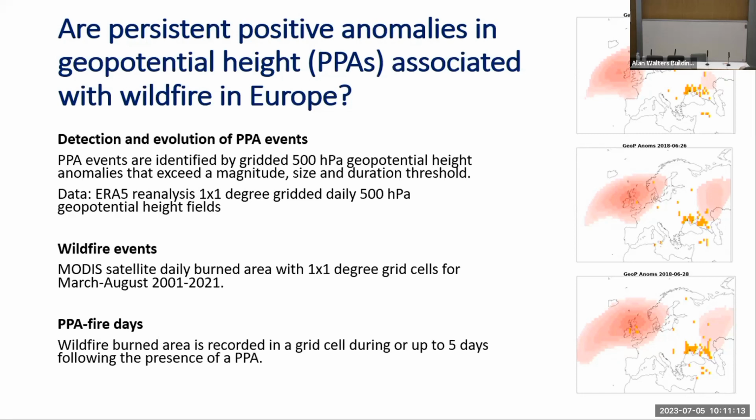And then we went on to classify PPA fire days. So PPA fire days are days in which wildfire burned area was recorded in a grid cell, either during or up to 5 days following the presence of a PPA event. And the reason we had that time lag is to allow for the PPA conditions that pre-dry the fuels before that PPA event moves on, and then the subsequent burning that happens after the pre-drying of the fuels.